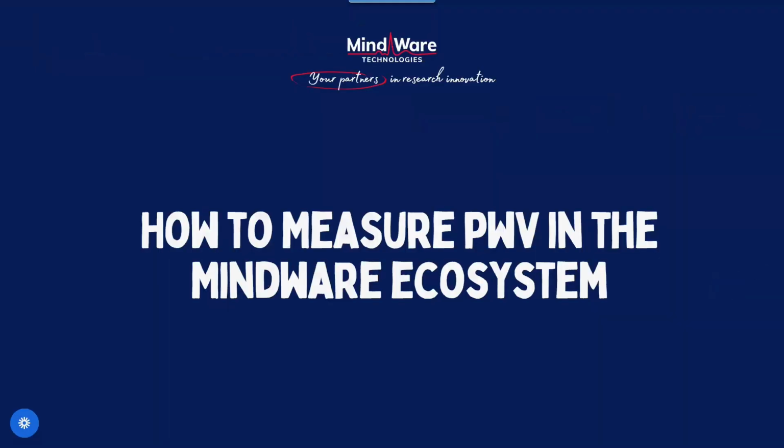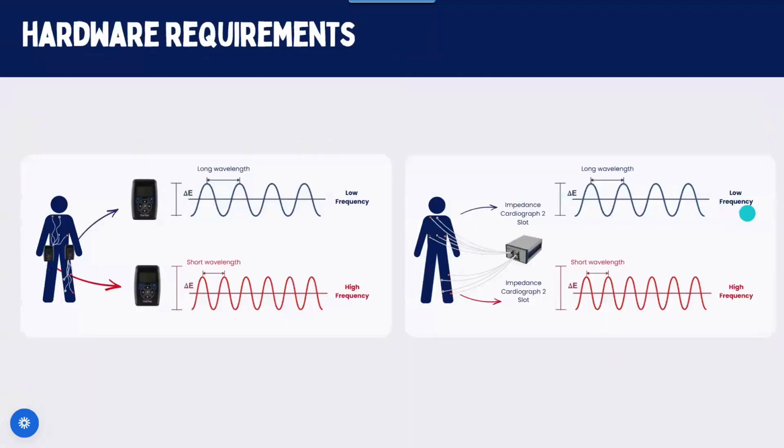So now that we've talked about what pulse wave velocity is, I want to talk about how you can measure it within the MindWare ecosystem, again, likely with equipment you already have. As far as the hardware requirements, since we are collecting dual impedance, we will either need two Mobiles that are frequency offset from one another, or a BioNex that contains multiple Impedance Cardiograph 2 slots.